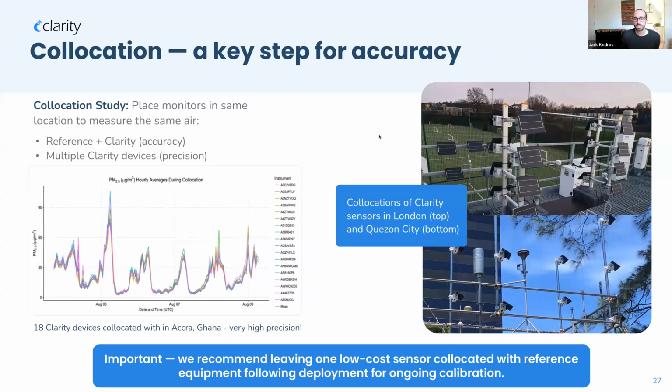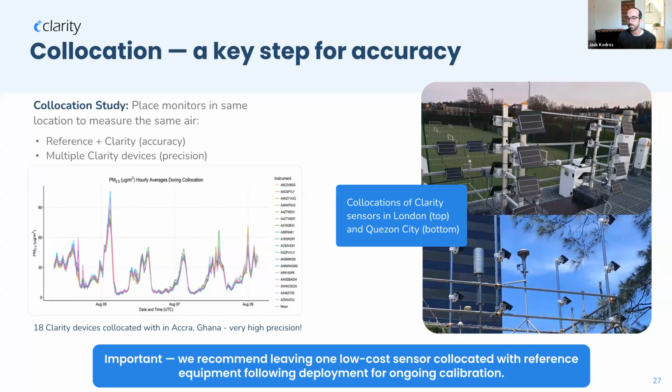So I've talked a little bit about some metrics, but how do you actually get the data to look at those metrics? This is a really important concept. It's called a co-location study, and we recommend it with all of our projects. In a co-location study, you are simply co-locating your sensor with the reference instrument. And by co-locating, I mean put them in the same place, let them sample the same air.